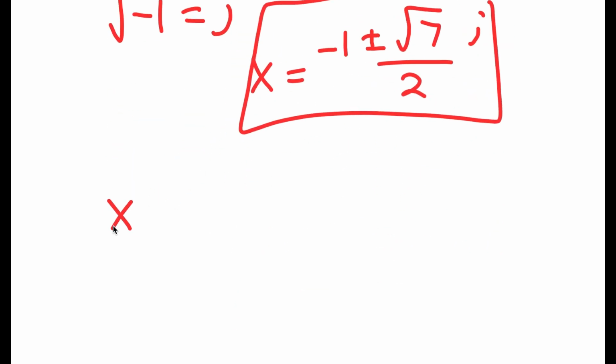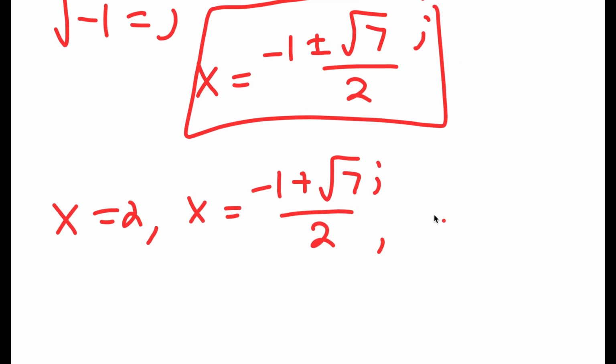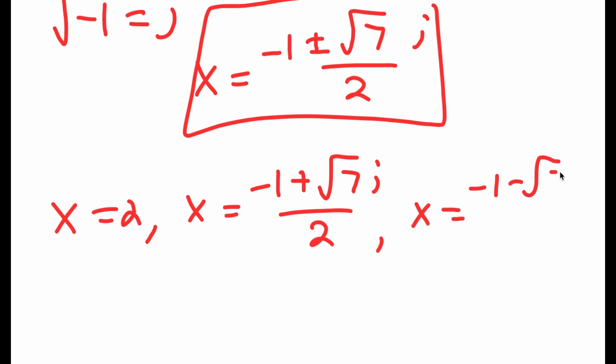So my solutions are x equals 2, x equals negative 1 plus the square root of 7i over 2, and x is equal to negative 1 minus the square root of 7i over 2.